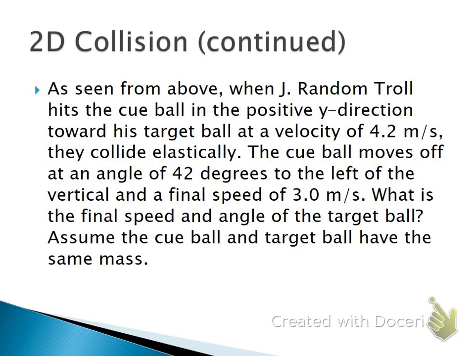The cue ball moves off at an angle of 42 degrees to the left of the vertical, and it has a final speed of 3 meters per second. So what's the final speed and angle of the target ball? You're going to assume that they have the same mass here.